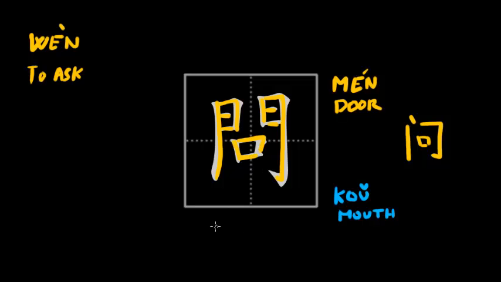When it comes to the simplified character, the dot comes first. 1, 2, 3, 4, 5, 6.